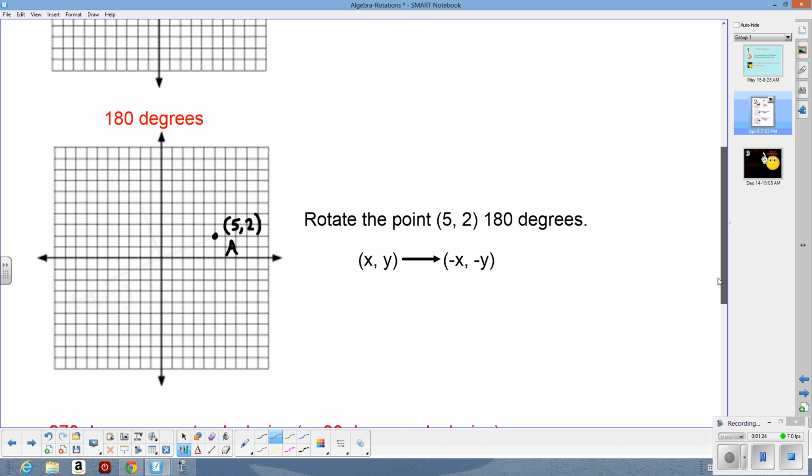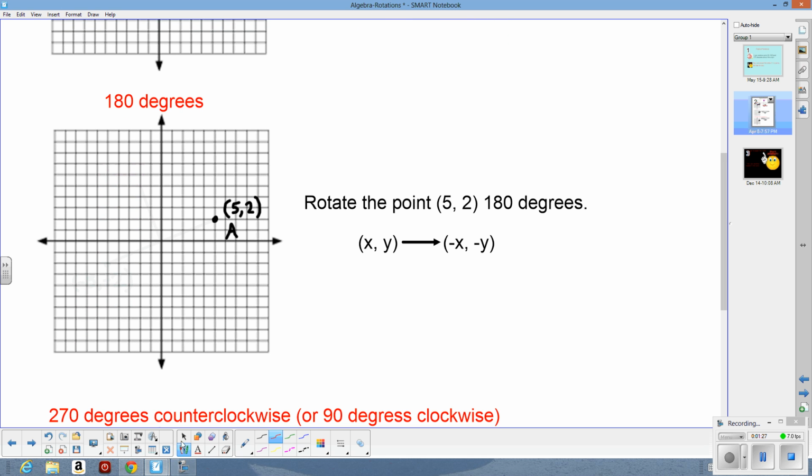Next thing we're going to do is rotate 180 degrees. So we're going to just take this one step at a time. If I start with (5, 2) and I rotate it 90 degrees, we already know it ended up at (-2, 5). If I rotated another 90 degrees, we will end up with 180 degrees total. So 90 plus another 90 is a 180 degree rotation.